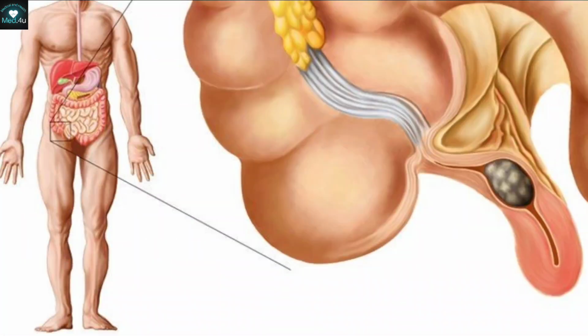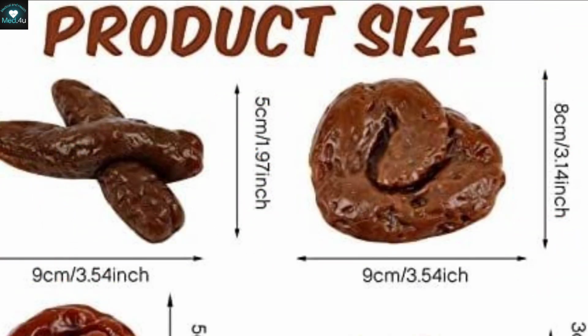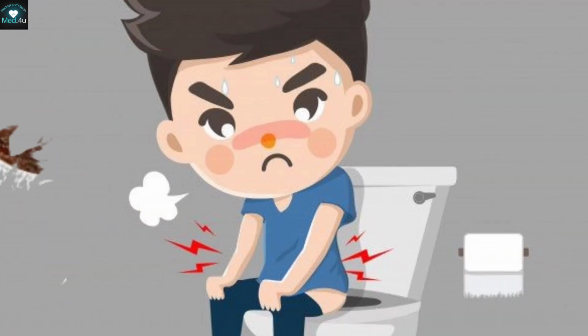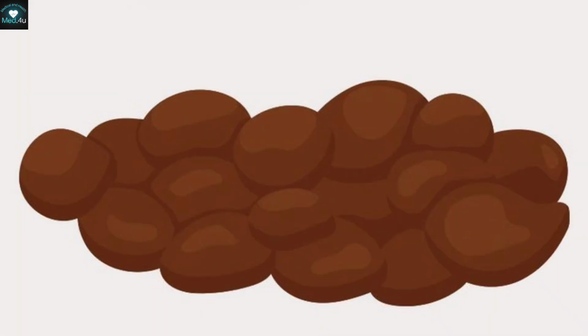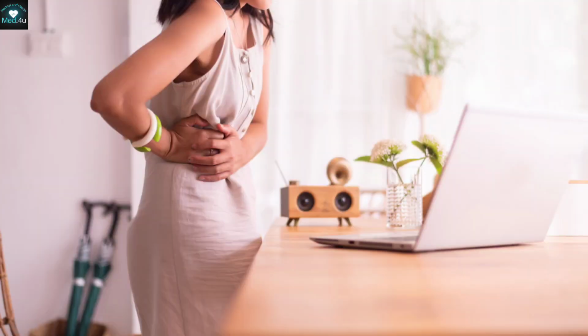The primary cause of appendicitis is a blockage within the appendix. This blockage can occur due to various factors, often involving a combination of elements. One of the most common culprits is fecal matter. When hardened stool becomes lodged in the appendix's narrow opening, it creates an obstruction. This obstruction prevents the appendix from draining properly, leading to inflammation.